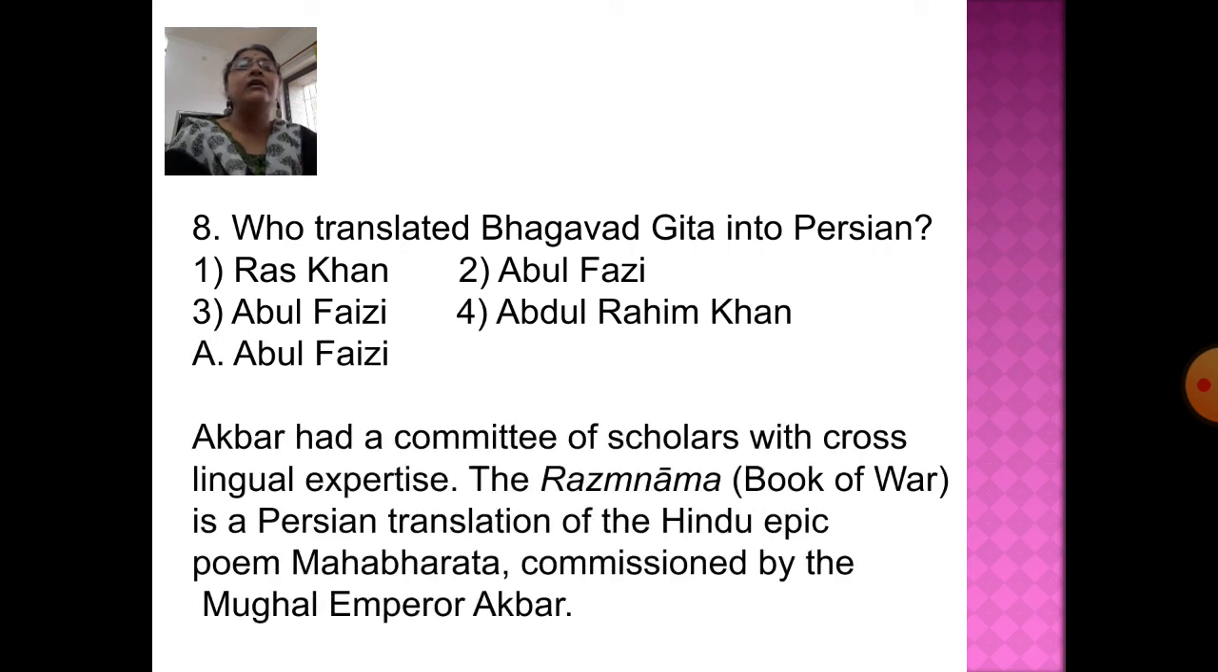Akbar had a committee of scholars with cross-lingual expertise. The Razmnama is a Persian translation of the Hindu epic poem Mahabharata, commissioned by the Mughal Emperor Akbar.